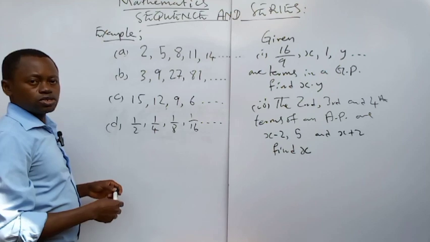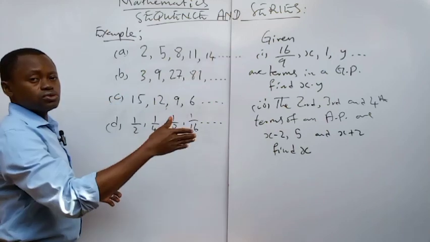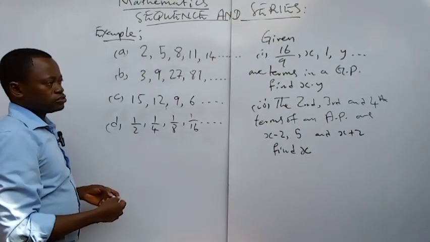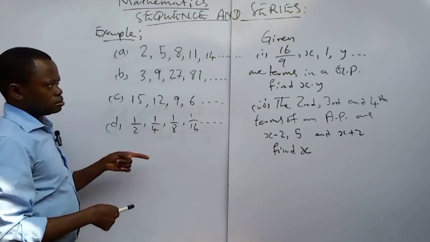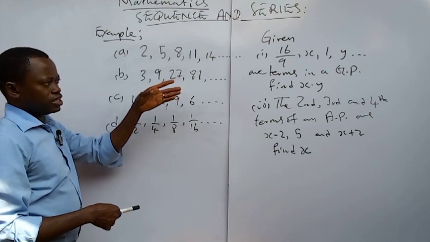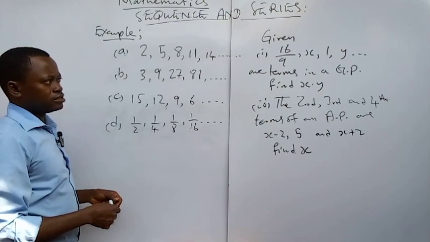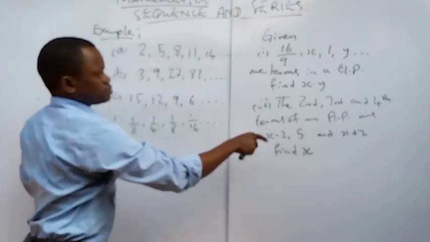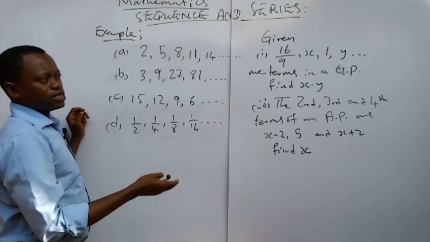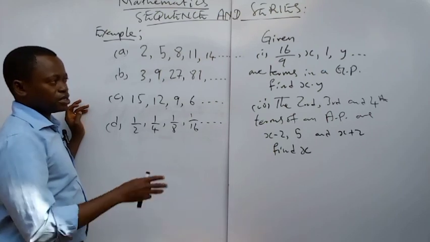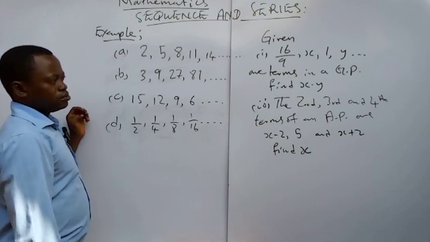There are so many things we are going to be talking about here, like what is the first term and how can one look into the future and do a prediction. Without wasting our time, in application there are some problems that can come up like this. You see that first one there, 16 over 9, comma x, comma 1, comma y, and the question says it's a GP. You could have discovered that by yourself by doing some arithmetic calculation. So find the product of x and y. How can one do that?